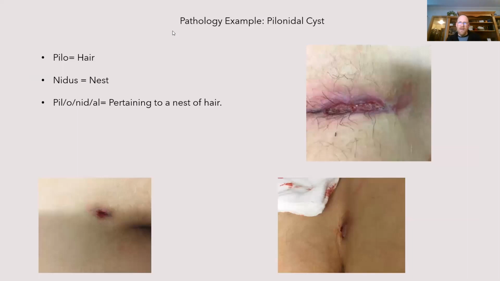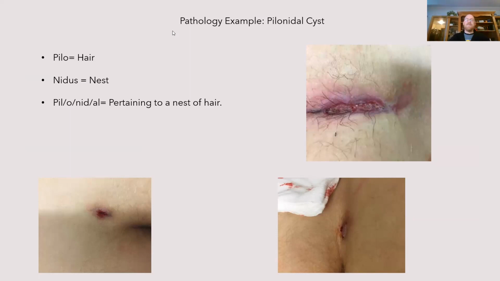But wait, what is this? Okay, this is actually an interesting thing. Any of you, I promise you, any of you that are working in wound care centers, in physical therapy, or as an athletic trainer, I see this all the time as well. Okay, these are called pilonidal cysts. Now we talked about how pilo is another root for hair.